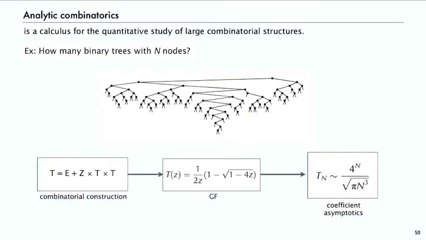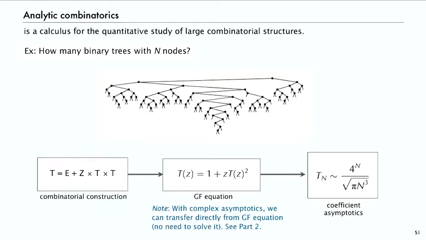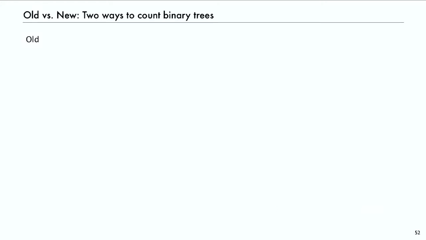The idea is that we have a calculus that is going to be very effective for quantitative study of all kinds of large combinatorial structures, always going through the same kind of process where we have a construction that translates to a generating function that translates to coefficient asymptotics. Actually, with complex asymptotics, we don't even have to solve explicitly for the generating function often. Merely the form of the equation is going to give a generating function that is going to give a transfer theorem that gives us the coefficient asymptotics immediately.